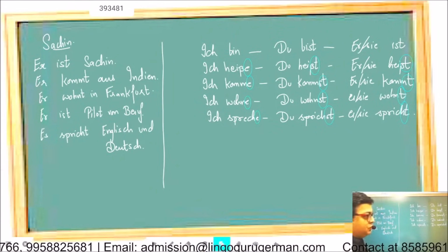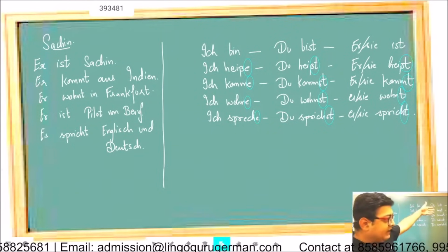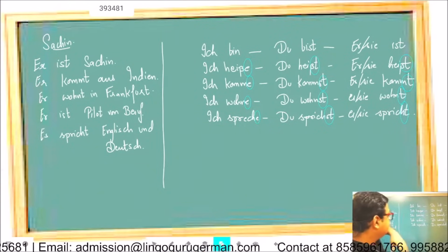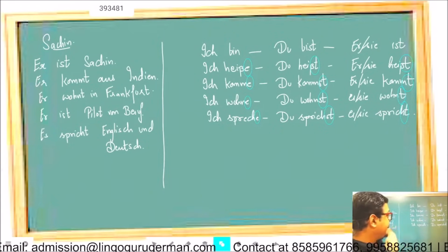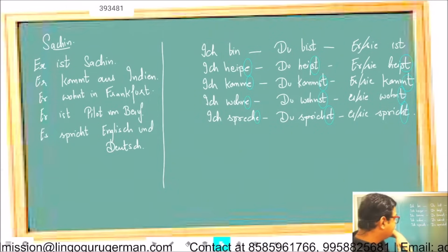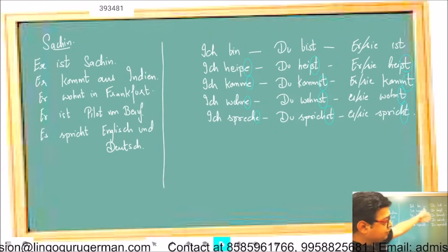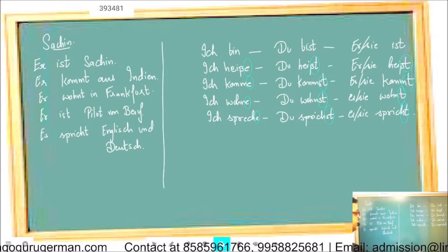Ich bin Manoj, du bist Stefan, er ist Sachin. Ich heiße Manoj, du heißt Stefan, er heißt Sachin. Ich komme aus Indien, du kommst aus Deutschland, er kommt aus Indien. Ich wohne in Neu-Delhi, du wohnst in Bangalore, er wohnt in Frankfurt. Ich spreche Englisch und Deutsch, du sprichst Spanisch und Deutsch, er spricht Spanisch, Deutsch und Französisch. And so on and so forth.